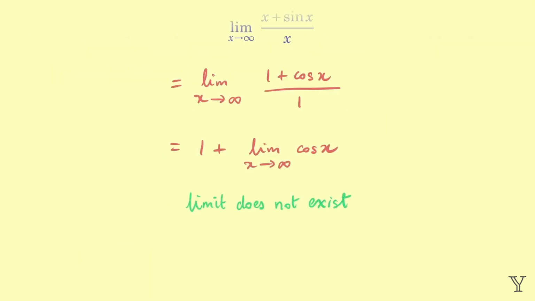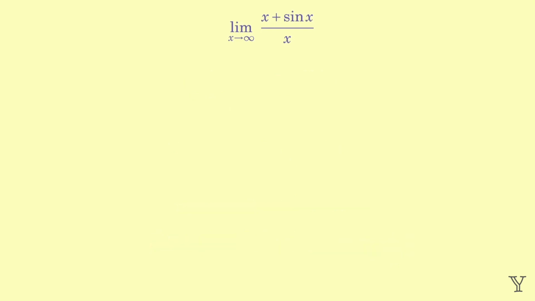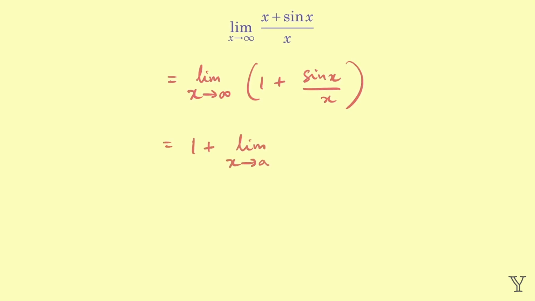Going back to our problem, we find that since the application of L'Hopital's rule led us to a limit that does not exist, we must therefore conclude that in this case, L'Hopital's rule does not apply. Such limits need to be evaluated by some alternative means. Let's see how else we can evaluate this limit. We begin by rewriting the given limit as the limit as x goes to infinity 1 plus sin x upon x, which is the same as 1 plus the limit as x goes to infinity sin x upon x.